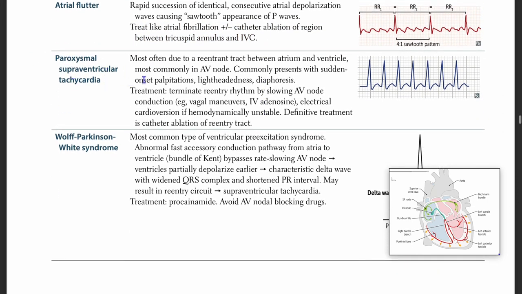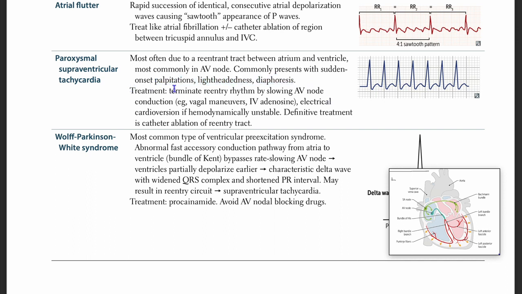Paroxysmal supraventricular tachycardia, most often due to a re-entrant tract between atrium and ventricle, most commonly in the AV node, commonly presents with sudden onset of palpitations, lightheadedness, and diaphoresis. This is an easy one to guess from a question stem.